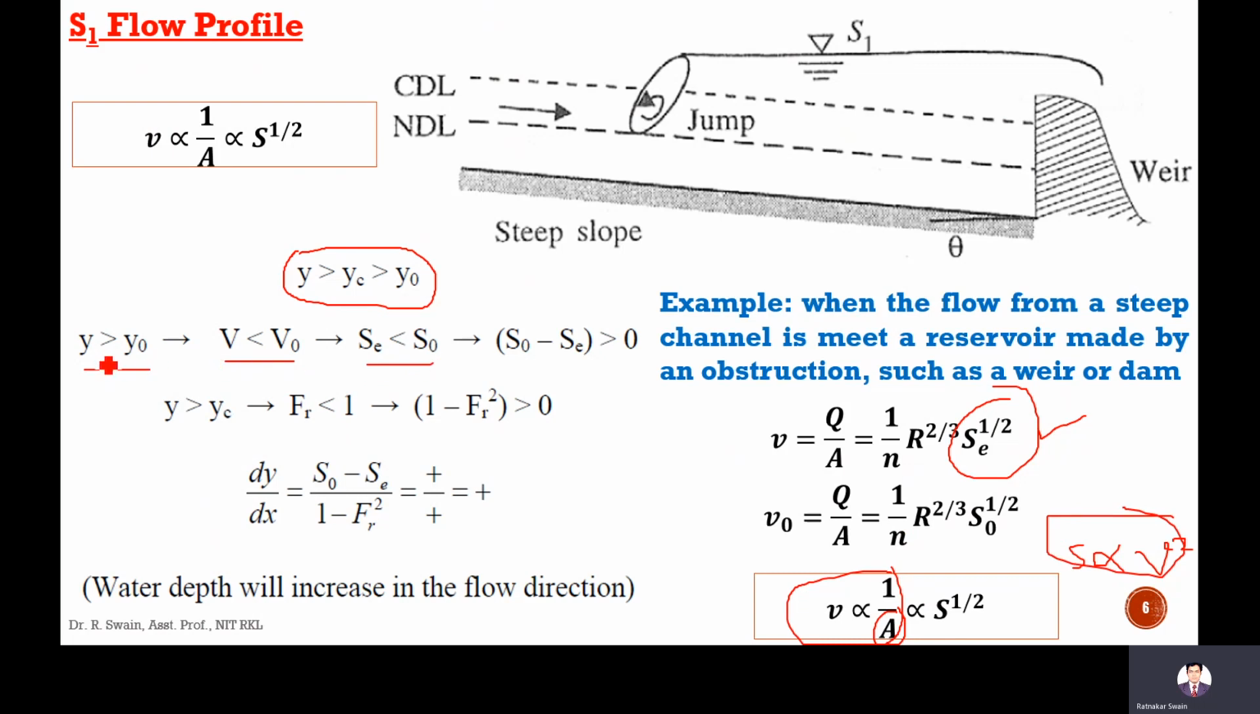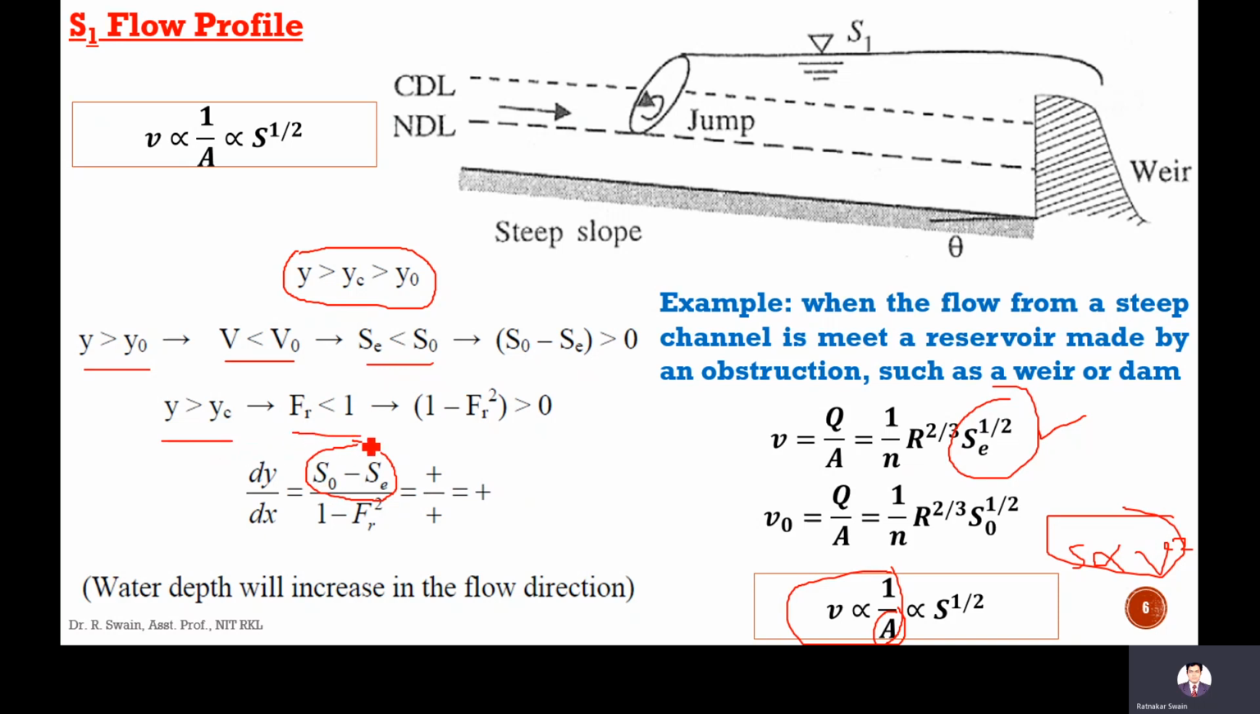This y is corresponding to this SE, and y naught is corresponding to S naught. So S naught will be less than SE will be less than S naught. So S naught minus SE, this term in the GVF equation that we already derived, that numerator term will be positive because SE is less than S naught. So it will be positive, and since here y is more than yc, it means it is a subcritical flow.